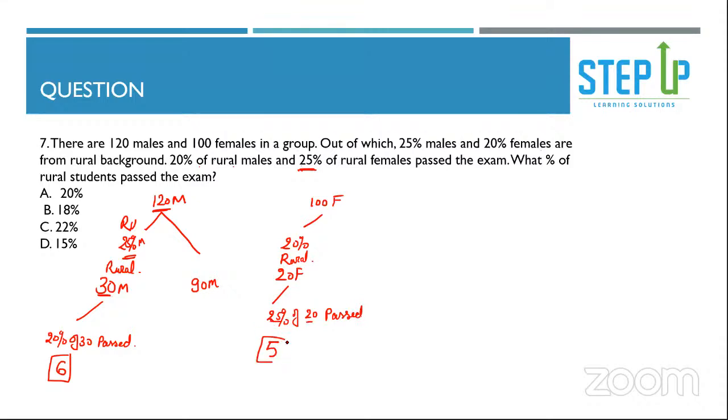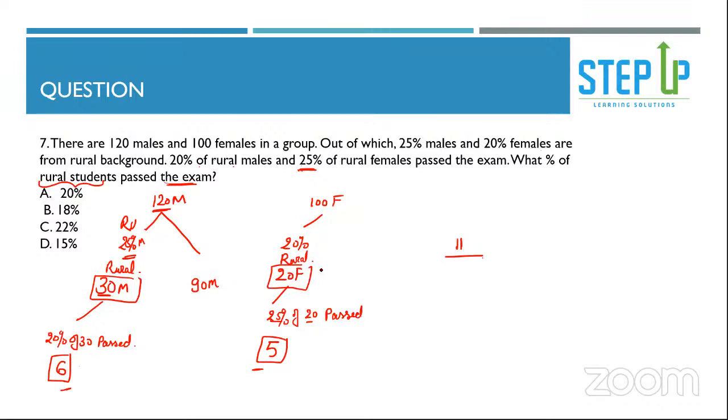So 6 plus 5, 11 people overall have passed the exam from a rural background. Now the question is, what percent of rural students passed the exam? So what is the total number of rural students? 30 males plus 20 females, right?